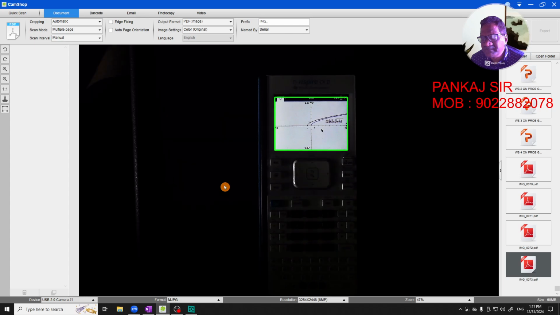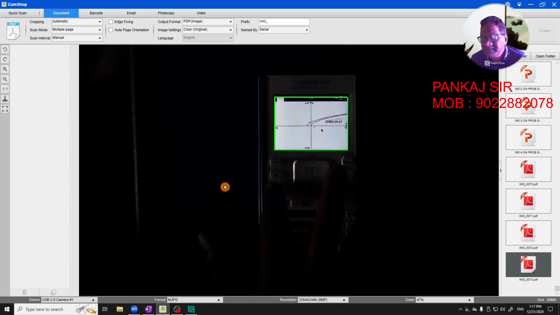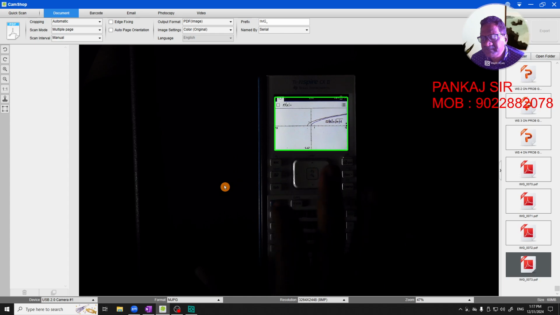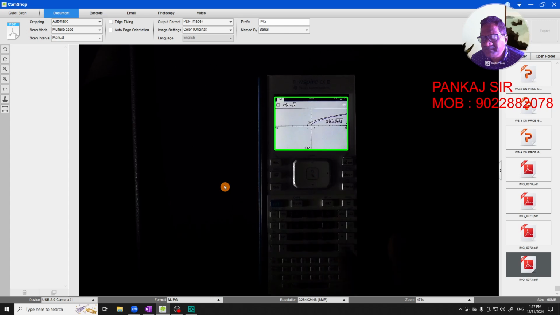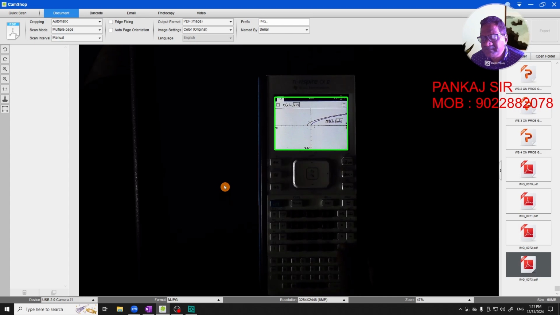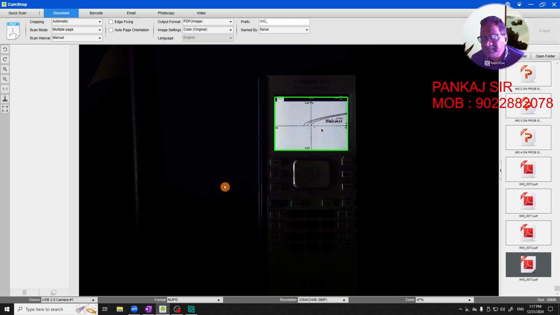Okay, now let me do one more thing. If I add 2 to this x, what will happen? So let us see that also. The square root of x plus 2, I am doing this time. Now if I do this, this graph will be shifting by 2 units to the left. And see that happening over here. Can you see that?